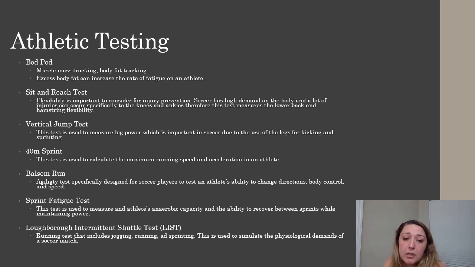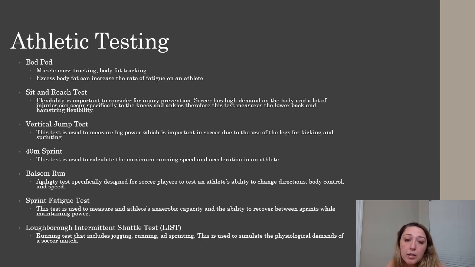Vertical jump test, this is used to measure leg power, which is obviously important because, like we talked about, soccer is mainly a lower body sport. So using the legs for kicking and sprinting is going to be important, and this is a good way to measure like a 1 rep type situation.